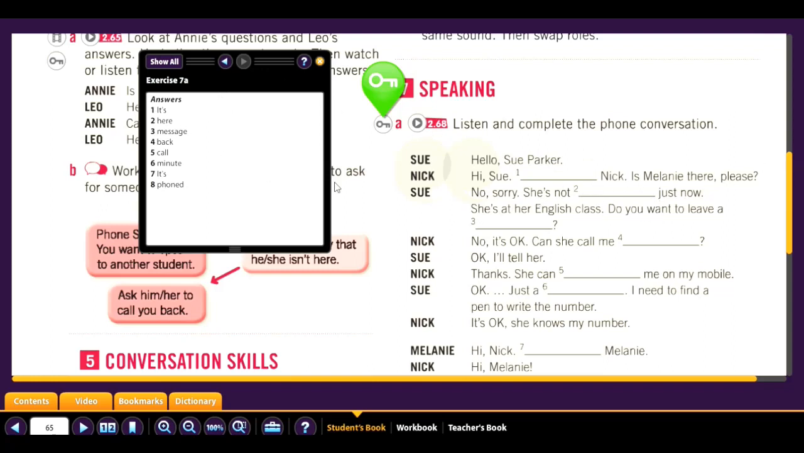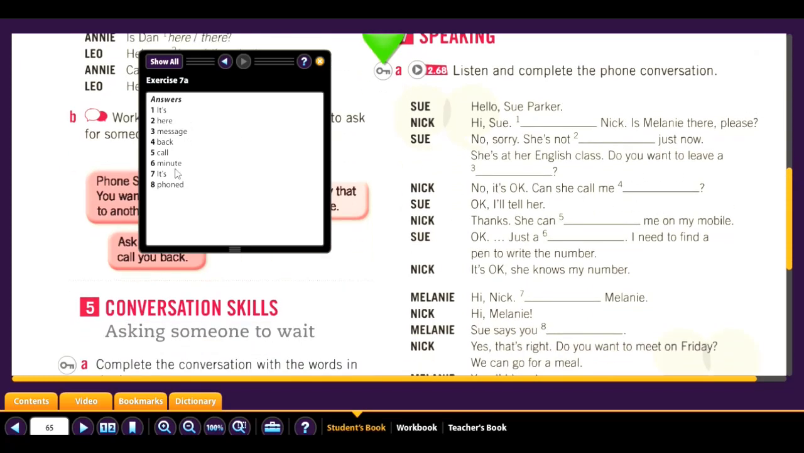Okay, she's not here. Do you want to leave a message? Leave a message, recuerden, dejar un mensaje. Call me back. She can call me on my mobile. Just a minute, lo que habíamos visto, de esperar, just a minute. Hi Nick, it's Melanie, lo que les decía. Utilizamos it's o this is para introducirte, para presentarte en el teléfono. Sue says you phoned. Este es un verbo regular, entonces le agregamos la d, phoned.